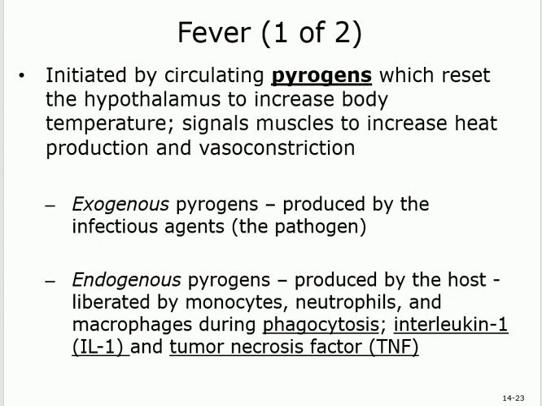A chemical that goes to the hypothalamus to generate heat. This pyrogen can be exogenous or endogenous. What does exogenous mean? Coming from outside. Endogenous is coming from inside. From outside, like a pathogen invading us and releasing chemicals. These chemicals are pyrogens. Inside, from within our body, they can be secreted from monocytes, neutrophils, or macrophages. These factors include interleukin-1 and tumor necrosis factors. Are we okay so far? Okay. So fever, pyrogen.